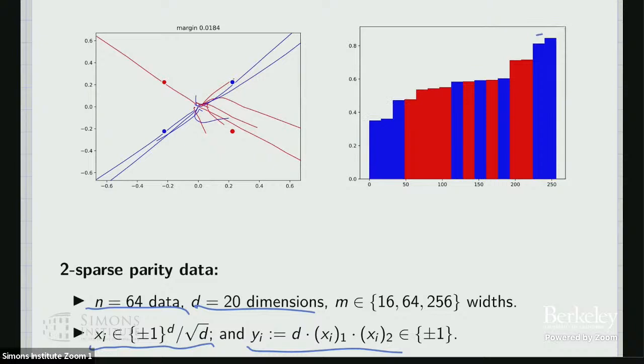So at least with larger width, it's not really feature learning. It's more like feature selection. The ones that were good at first stay good. The ones that are bad kind of get ignored. And so that's why I put feature selection. Go ahead, Nati.